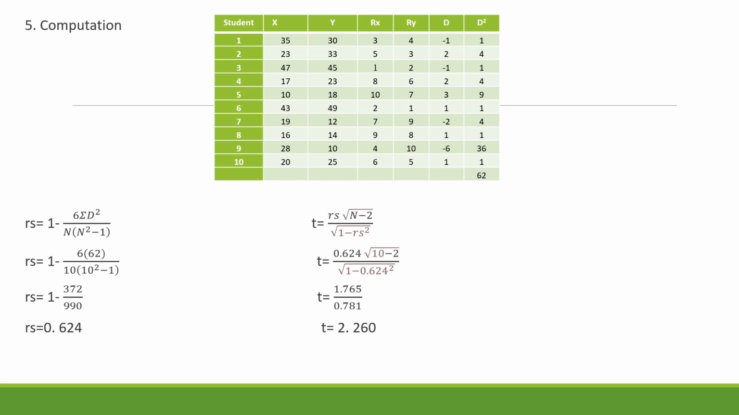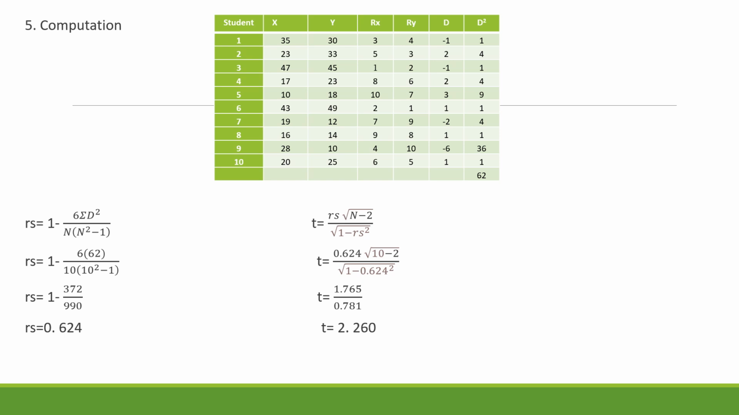Then after that, we will get the squared of the difference, d squared. We have negative 1 squared is 1. 2 squared is 4. Negative 1 squared, 1. 2 squared is 4. 3 squared is 9. 1 squared is 1. Negative 2 squared is 4. 1 squared is 1. Negative 6 squared is 36. And 1 squared is 1. The summation of our d squared is 62.